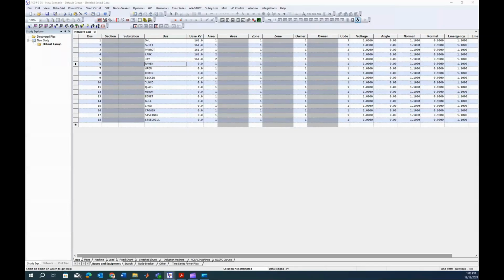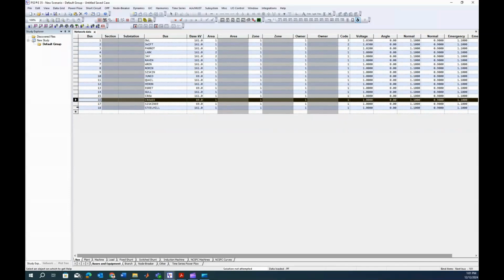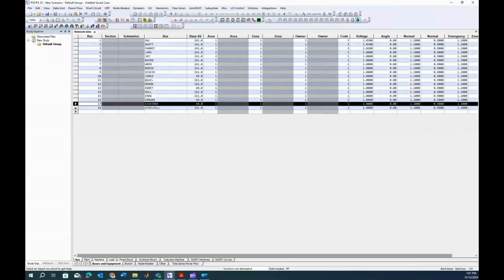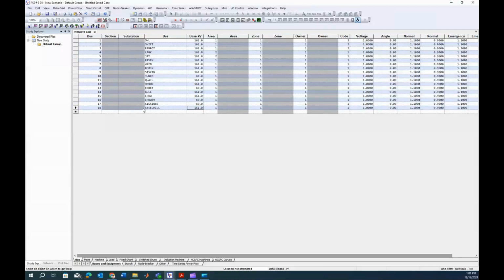You know that there are only 4 buses with the voltage level of 69. So once you enter the voltage levels, the 10th bus is at a voltage of 69 and the 13th bus is at 69, 16 and 17 are at 69. So now after that, you have entered your data.